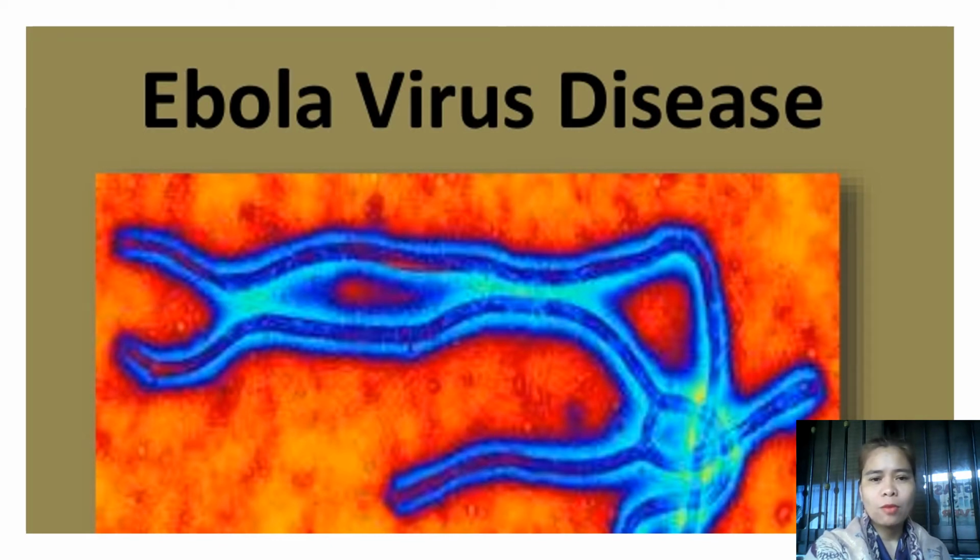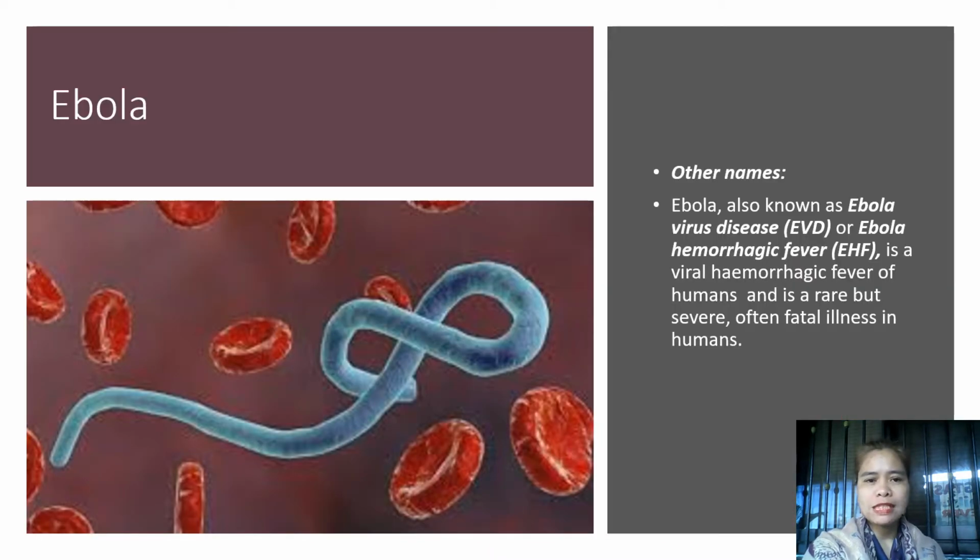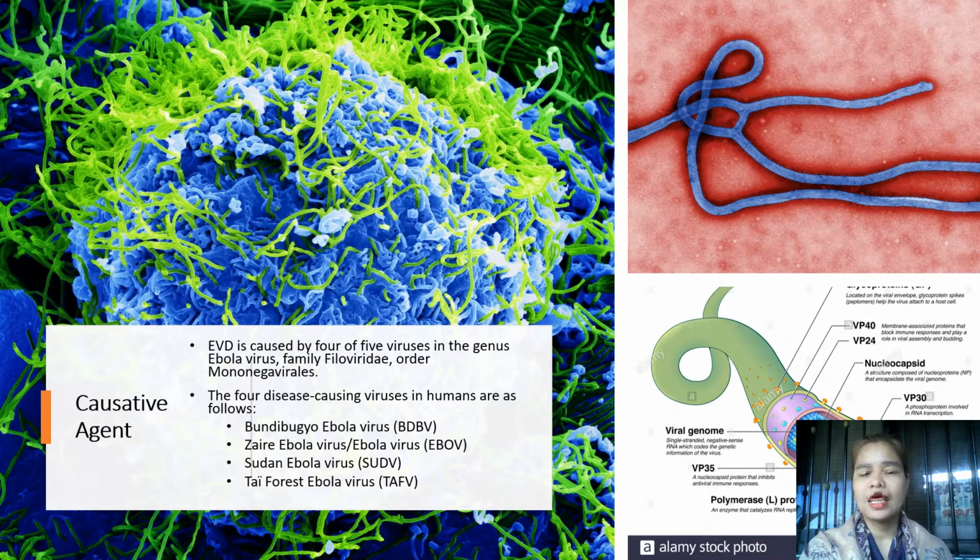Ebola virus disease is also known as EVD, or Ebola hemorrhagic fever, or EHF. It is a viral hemorrhagic fever of humans, and it is rare but severe, often fatal in humans. Ebola virus disease is caused by 4 out of 5 viruses in the genus Ebolavirus, family Filoviridae, order Mononegavirales.